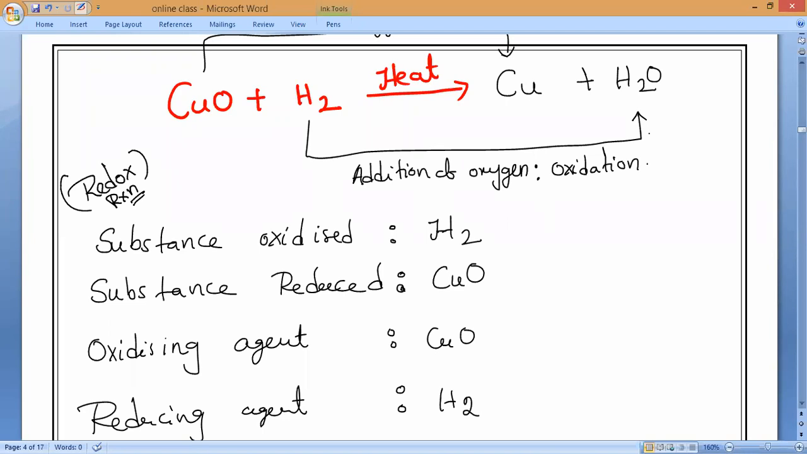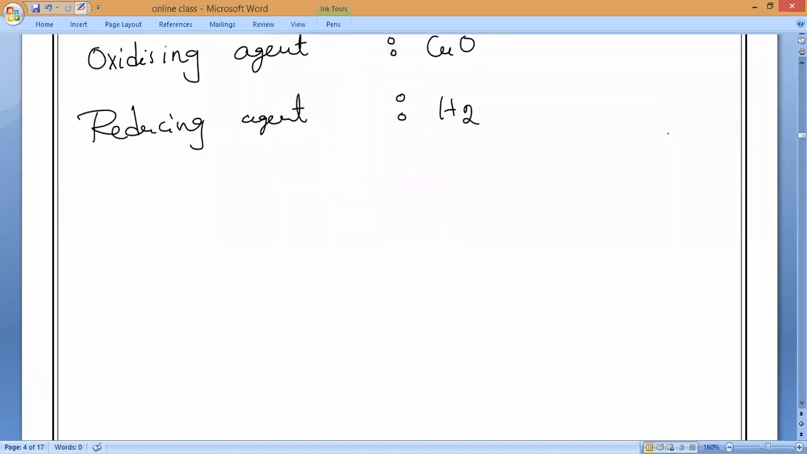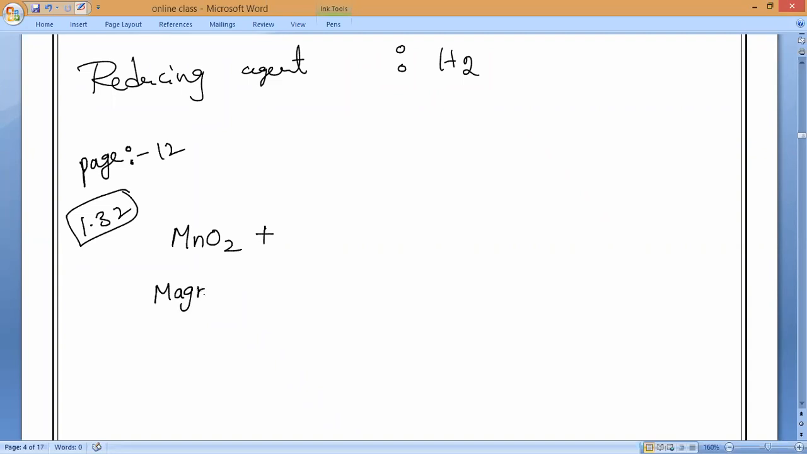Please respond. Now, in our textbook, page number 12, they have given zinc oxide plus carbon, which I already taught you: what is the oxidizing agent, what is the reducing agent, and so on. They have also given one more reaction. Observe very carefully, page number 12, reaction 1.32. If you have the textbook, you can see it: MnO2. What do we call MnO2, guys? Manganese dioxide.